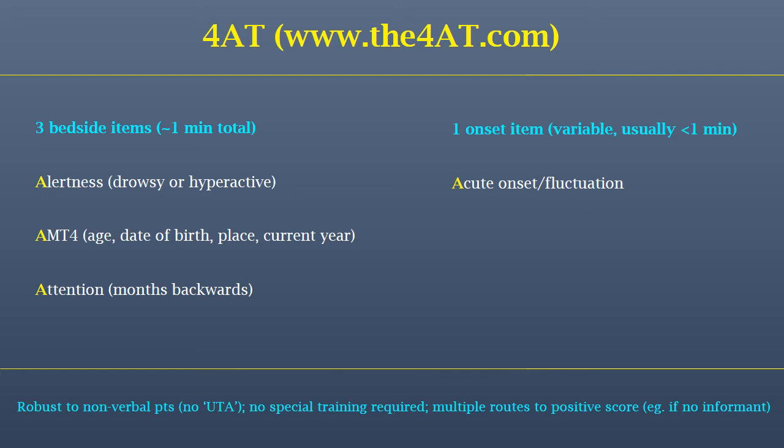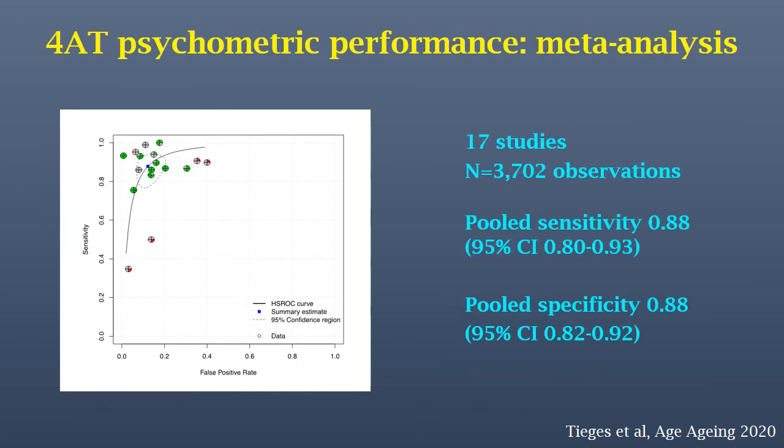And one of the design features of the 4AT was that it had to be robust to non-verbal patients, so that you can't get "unable to assess" with the 4AT. It doesn't require special training. And also, to make it clinically robust, there are multiple routes to a positive score. For example, if there's no informant, you can still score positive for delirium based on a combination of the other items in some situations. The 4AT is well validated now, with a recent meta-analysis of 17 studies showing pooled sensitivity of 88% and specificity of 88%.